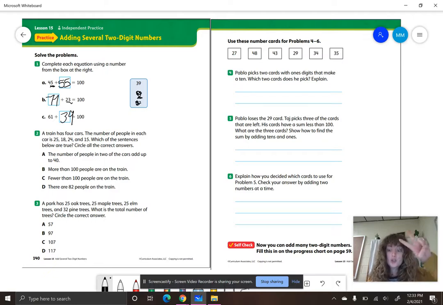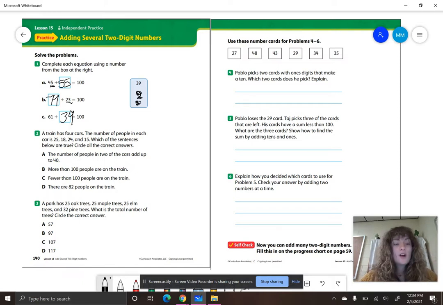Let's go to number 2. All right, a train has 4 cars. The number of people in each car is 25, 18, 24, and 15. Which of the sentences below are true? Circle all the correct answers. All right, so the first thing that we should probably do is 1, read it again, and then 2, solve that problem. So let's read it again.